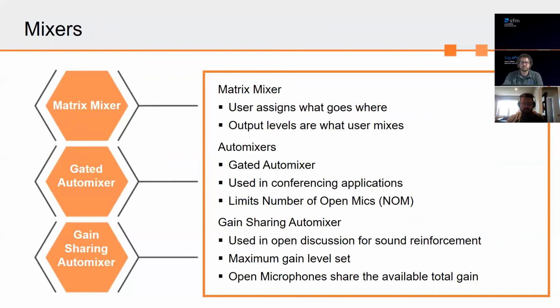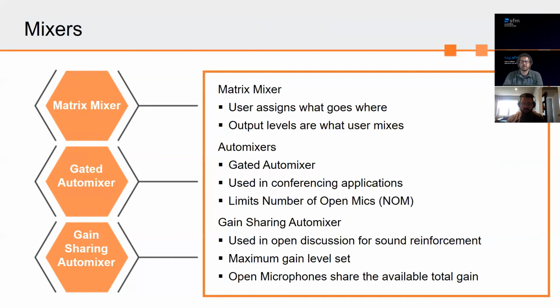The other one we use is gain sharing, and that's used in open discussion for sound reinforcement. And what you're doing there is you're setting a maximum gain level output. So if I say, hey, I don't want this to go above 0, that's my maximum gain, that's great. If mic A is open, that person gets the full gain. So as long as they're talking, they're going to go out at 0.